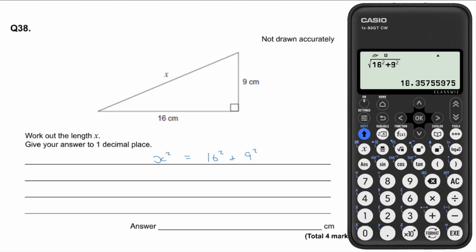I'm going to have to round if I want to go to 1 decimal place after the 3. Next digit's a 5, which means I need to round up. So my 18.3 is going to round up to 18.4. Okay, that's my final answer.